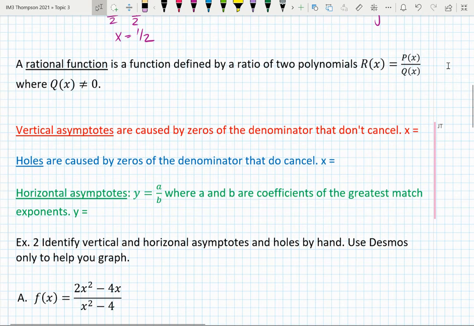We've been talking about how these asymptotes are these invisible lines that the graphs approach, but do not cross as they go to infinity. A vertical asymptote is caused by zeros of the denominator that don't cancel. Vertical asymptotes are always going to be equations like x equals some number. The parent function is x equals 0. Holes, which are a new idea that we haven't talked about yet, are caused by zeros of the denominator that do cancel. They are also written as x equals some value.